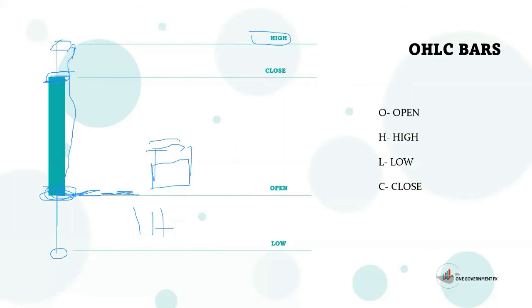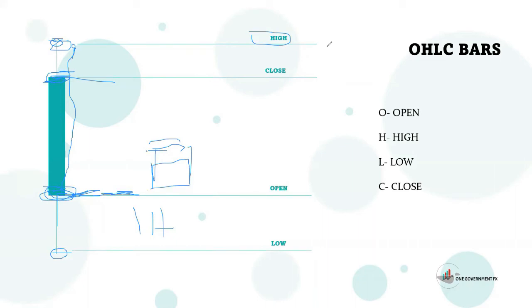And then at some point within this 1 hour, the market got to this point, which is also the highest point. So that's why we call them the OHLC bars: open, high, low, and close. They show you where the market started, where the market ended, the highest point the price was able to reach within the hour, and then the lowest point the price was able to reach within the hour. So this is how to read your candlesticks.